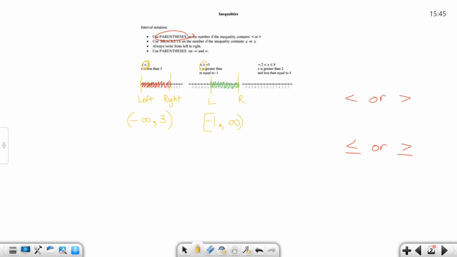The question I get asked the most is, how do you know if the infinity is on the left or on the right? Well, the way that you tell is you read it from left to right. In this first example, I was at this arrow. That arrow represents negative infinity, so that's why I went from negative infinity to the number. If I look at this green region, left was -1, right was infinity. So that's why on the first example, infinity was on the left, negative infinity, and on the second example, infinity was on the right.